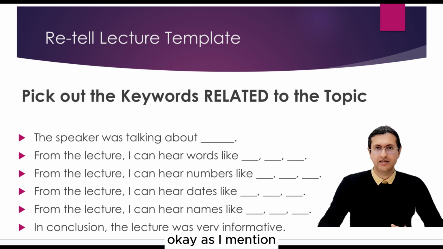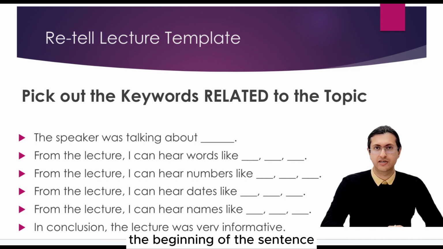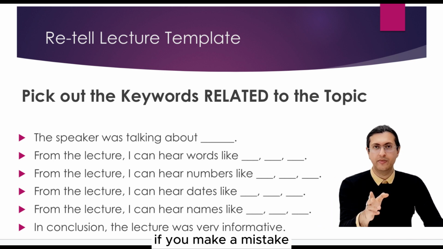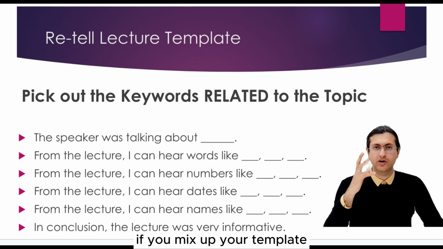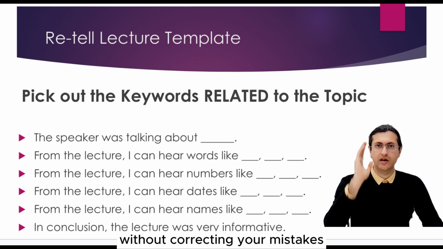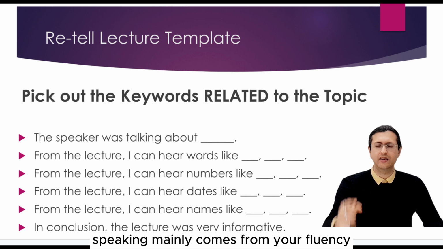Okay? As I mentioned, you can use connectors like moreover, furthermore, in addition at the beginning of the sentence, but speak fluently without taking unnatural pauses. If you make a mistake, if you mix up your template or forget the template, don't stop. Continue speaking fluently without correcting your mistakes. That is the key mantra to get a full 90 out of 90 in speaking. It mainly comes from your fluency and your confidence.